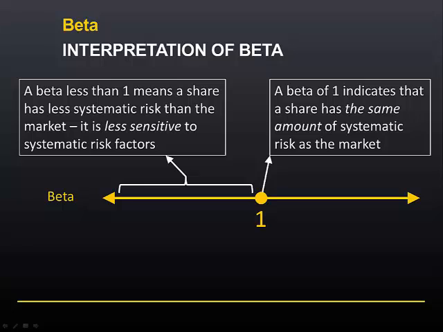A beta of less than 1 means that the share has less systematic risk than the market overall. It is less sensitive to systematic risk factors than the market, and will move in the same direction as the market as a result of systematic risk, but not as much as the market moves.